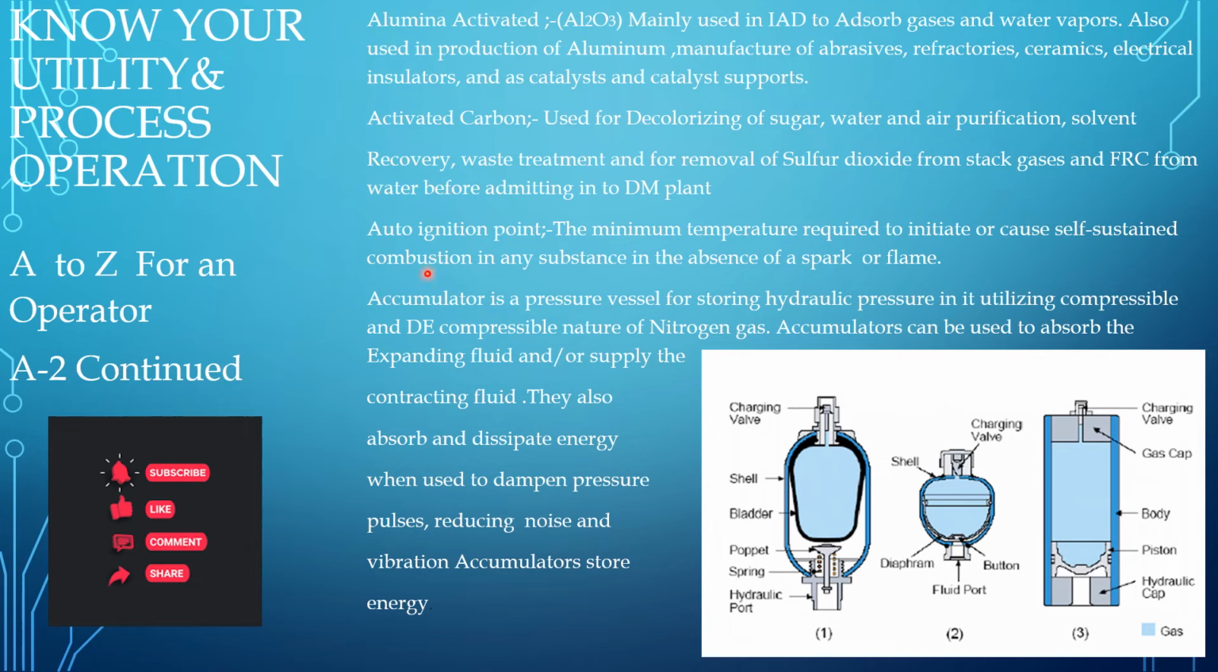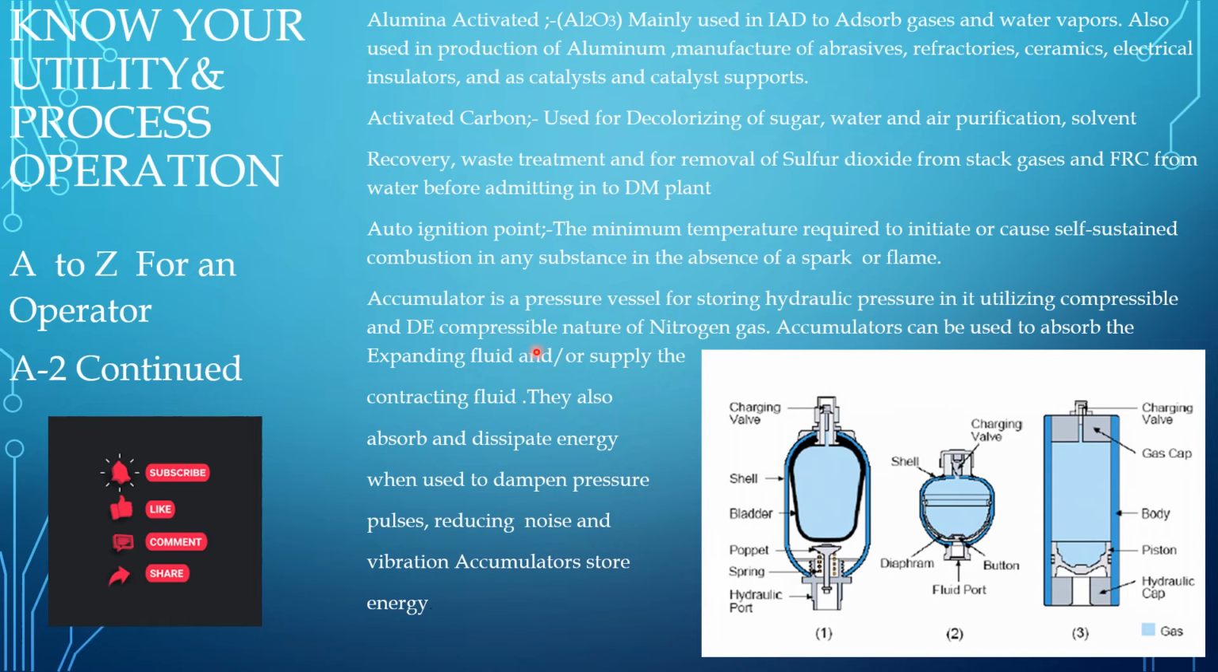Now you can see another important point, auto ignition point. This is the minimum temperature required to ignite or cause self-sustained combustion in any substance in the absence of a spark or flame. Any gas has a LEL and UEL, and when the gas temperature is increased and attains the auto ignition point, there is no need for any spark or flame or any introduction of any spark or flame. It will ignite automatically. So that point is called auto ignition point.